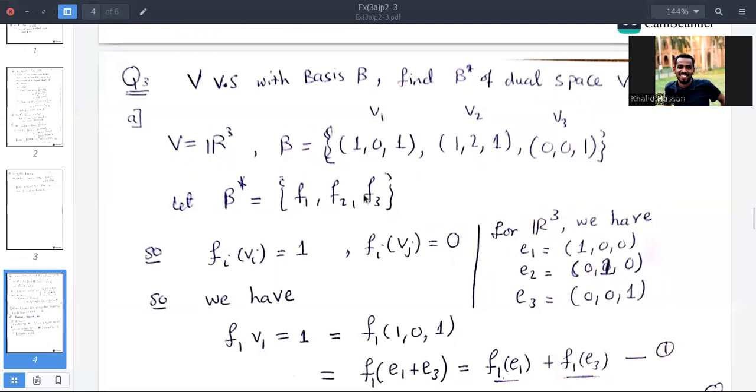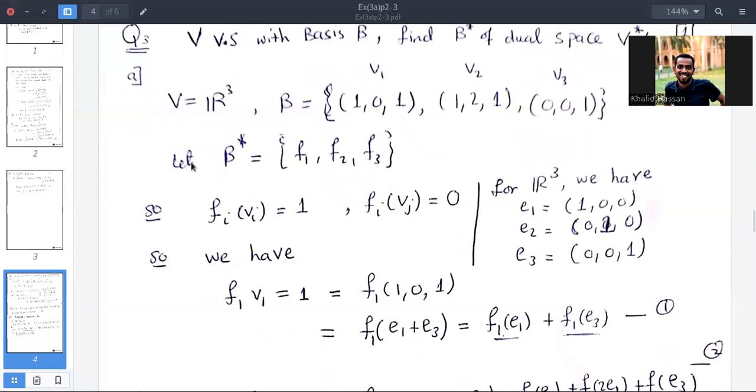Basis. Let us call beta star f1, f2, f3. These are the bases of the dual space of V. So we know that fi of vi equals 1 and fi of vj equals 0. This is general. And we know that the standard bases for R3 are E1, E2, E3, which are 1, 0, 0 and 0, 1, 0 and 0, 0, 1.